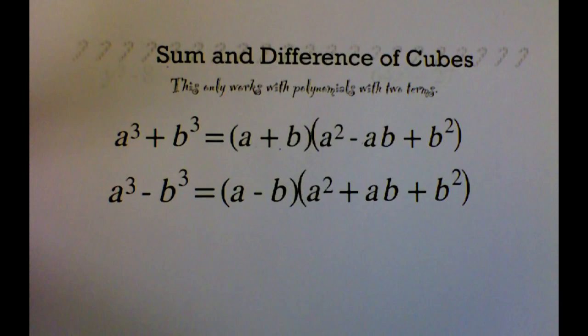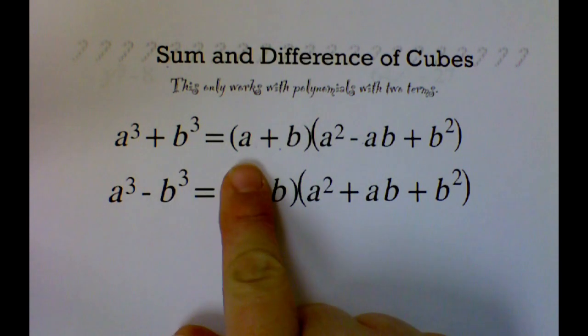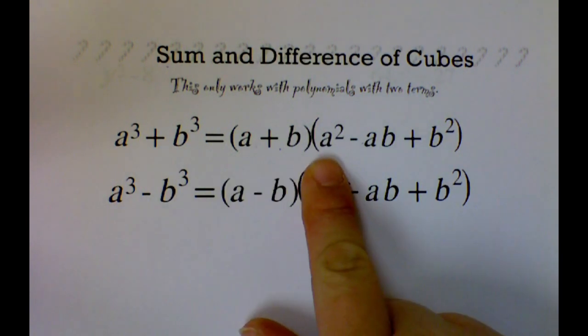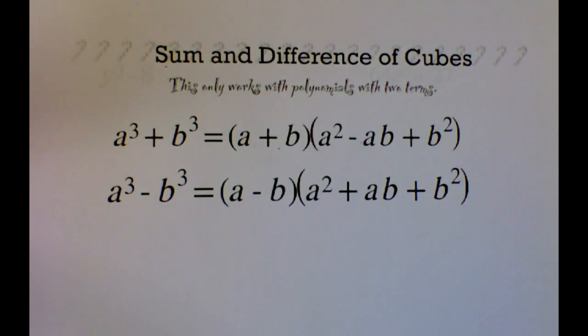All right, then we're going to talk about a sum and difference of cubes. This only works on polynomials with 2 terms. And it only works if the first term is a perfect cube and the second term is a perfect cube. If I have a perfect cube plus a perfect cube, it will factor into a plus b times a squared minus a times b plus b squared. We'll talk about that in a moment.